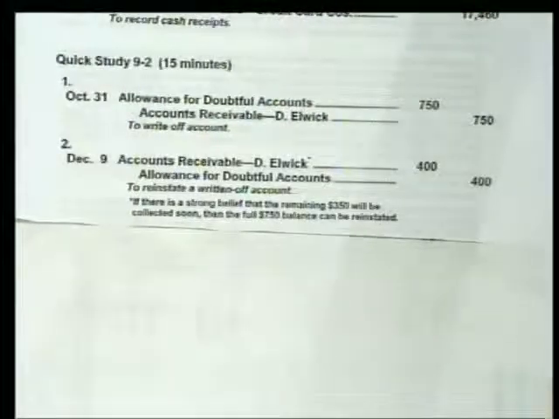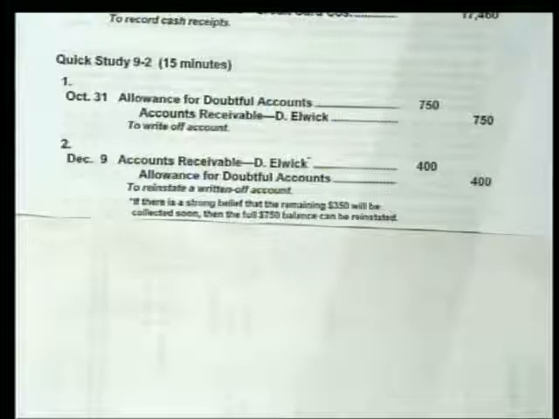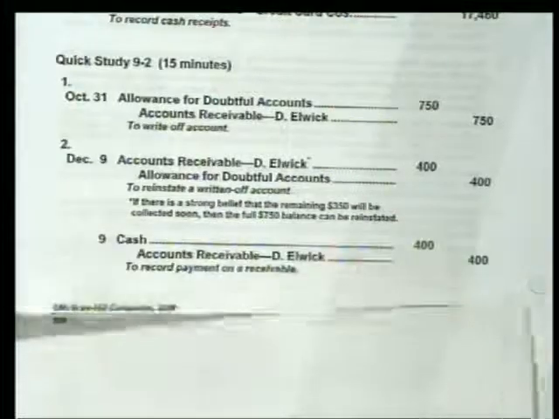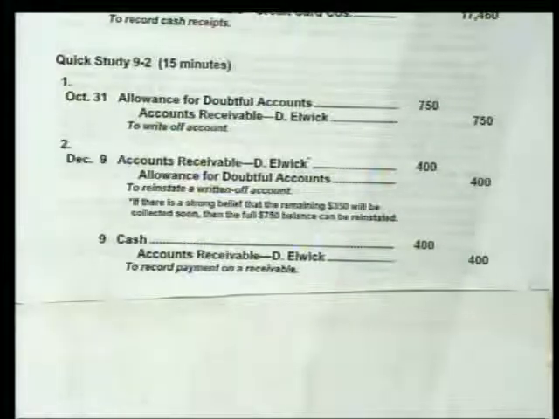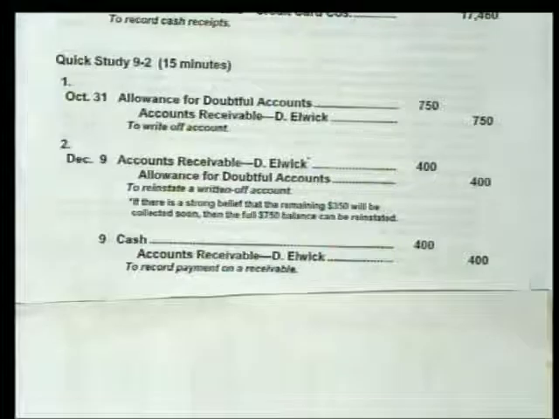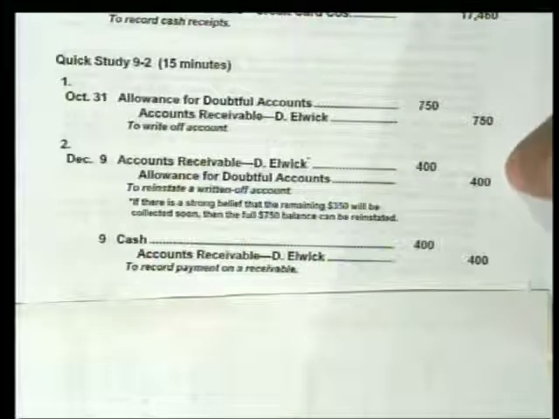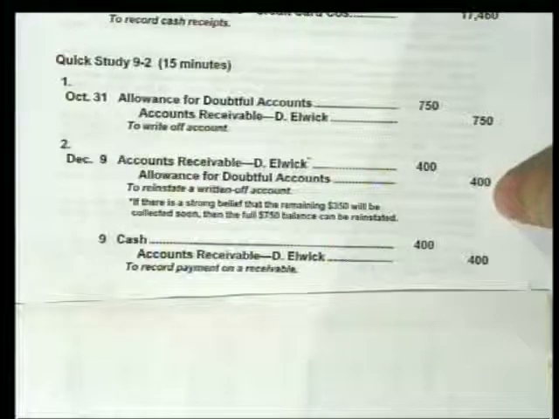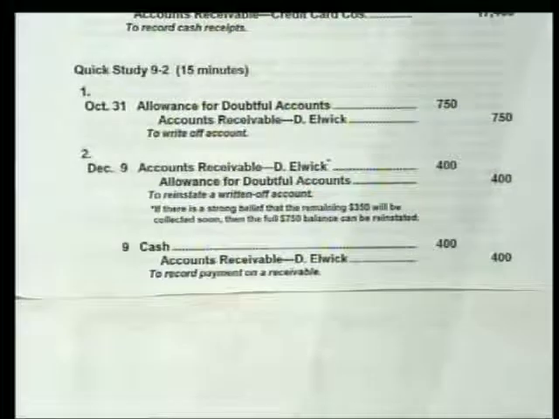Now, on December 9th, this guy strolls in, and we get a $400 payment, don't we? Okay? So what do we do? Well, this is the entry we make at first. We reverse $400 of that entry that we just made, and then we show our collection. Okay? Now, if there's a strong belief, as it says up there, that you're going to be able to get the other $350 as well, then in this entry right here, you'd actually reverse the whole thing, and that would be for $750. Okay? But if we think we're just going to get $400, the entry would just be a debit to AR for $400 and a credit to an allowance.